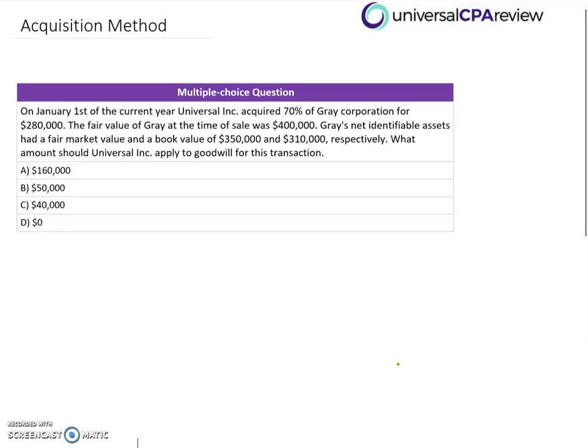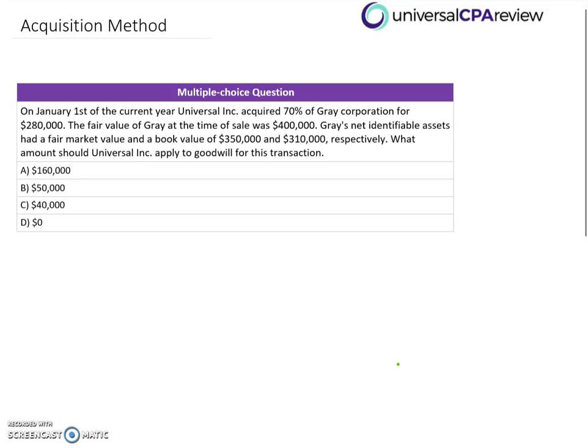All right, now we're going to be introducing the acquisition method within our business combinations. So on January 1st of the current year, Universal Inc. acquired 70% of Gray Corporation for $280,000. So always remember here that when we're talking about the acquisition method, this is generally going to mean that we're acquiring between 50 and 100% of a subsidiary.